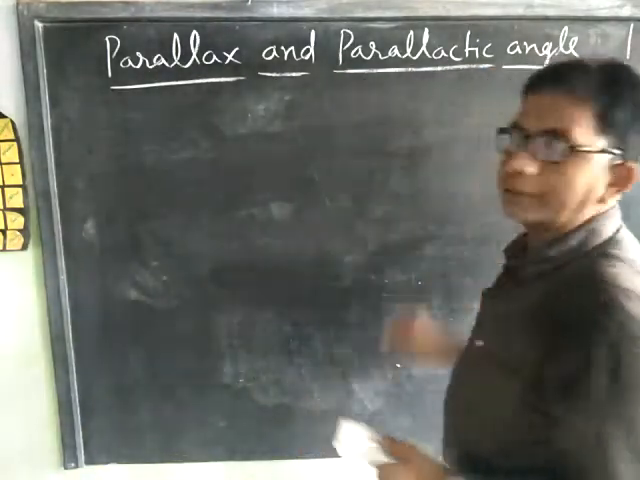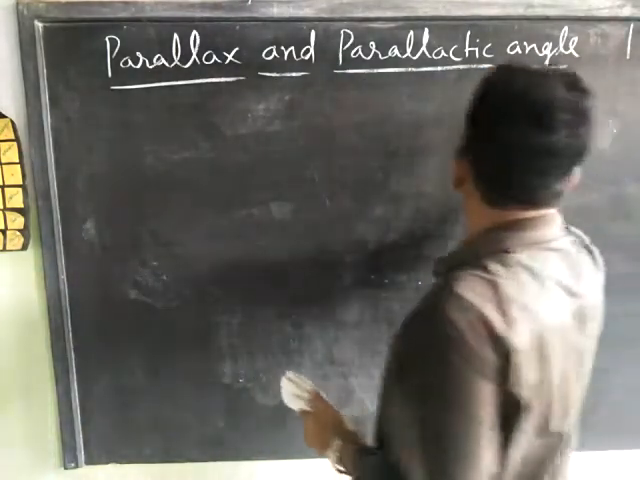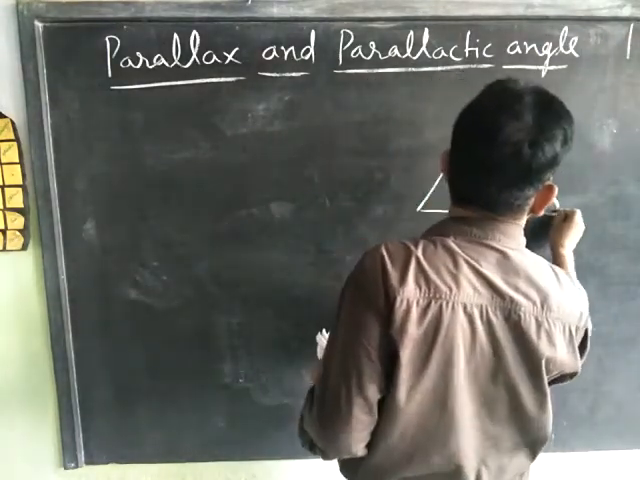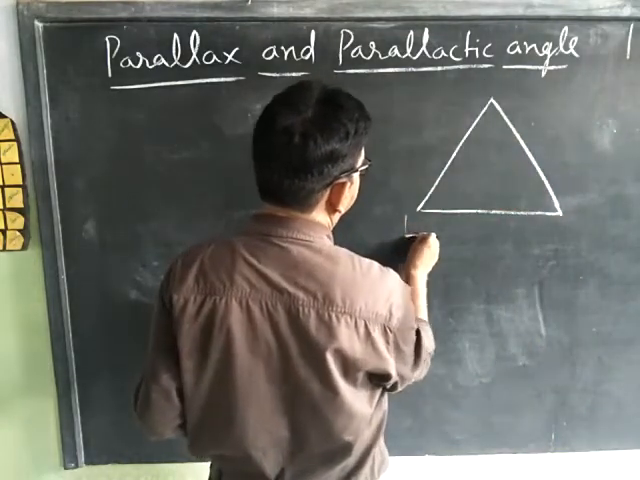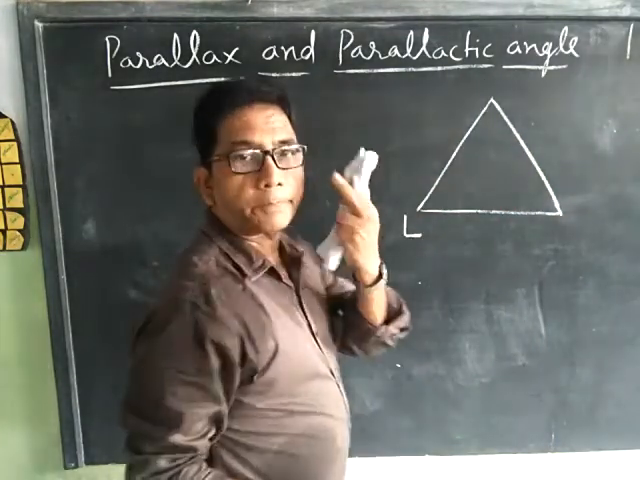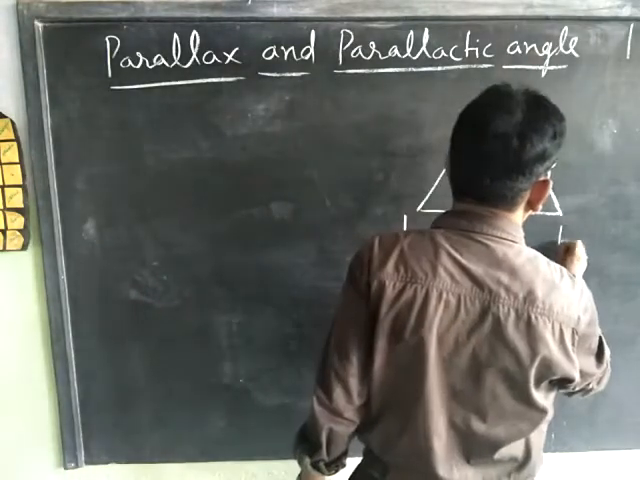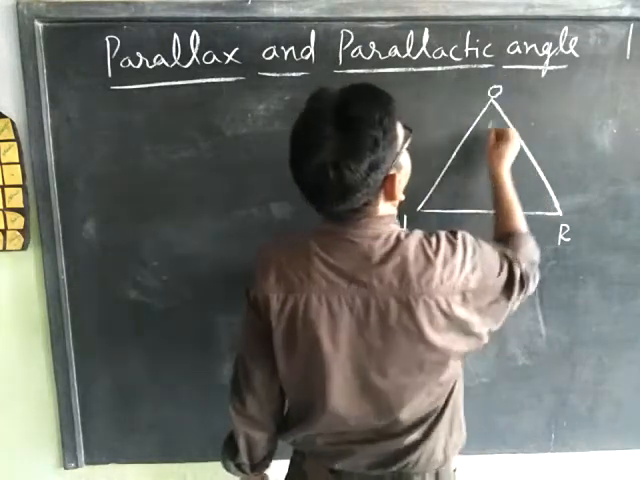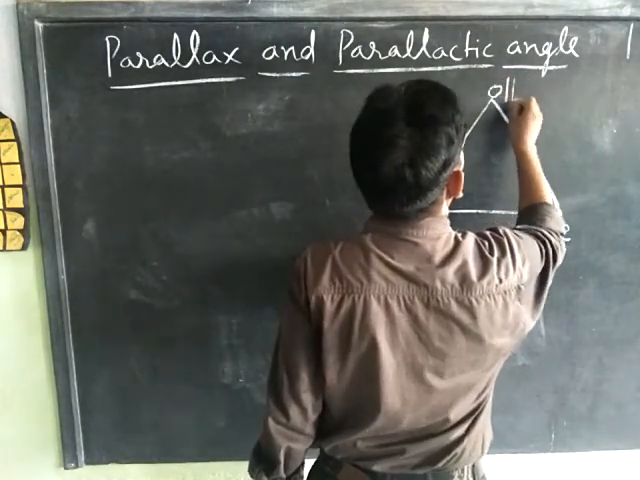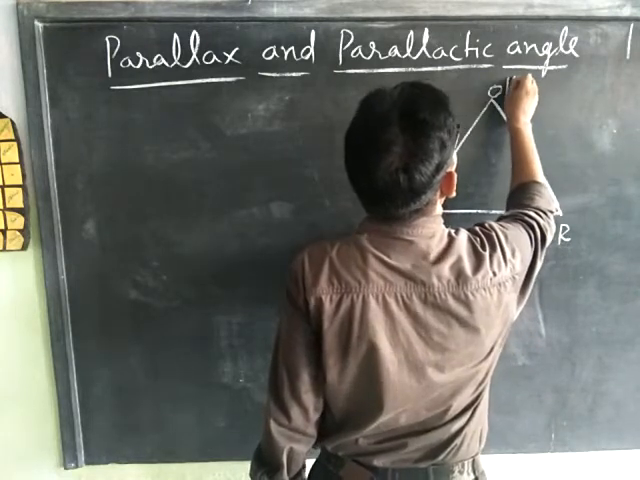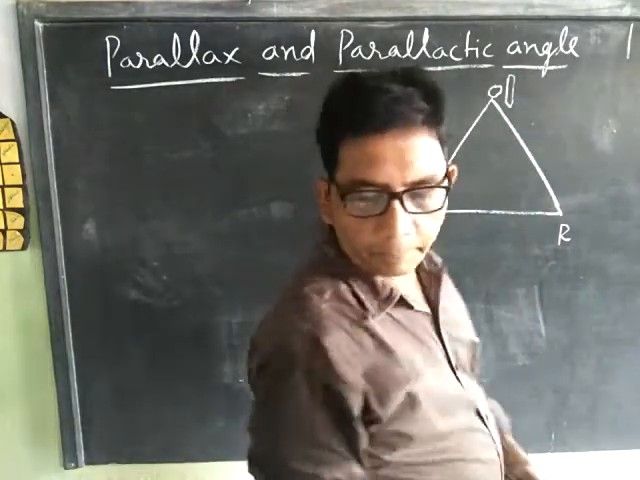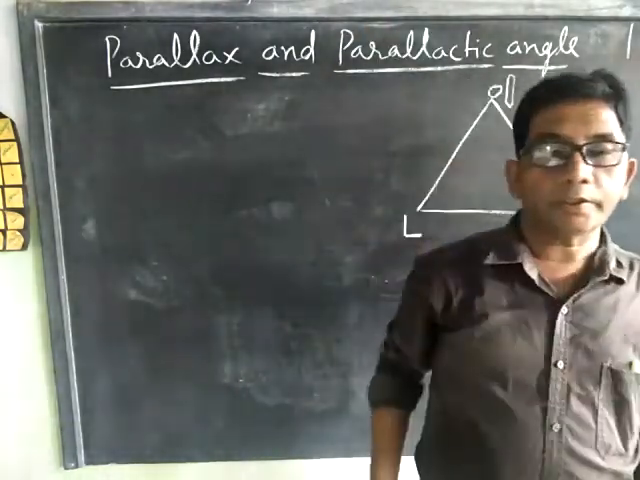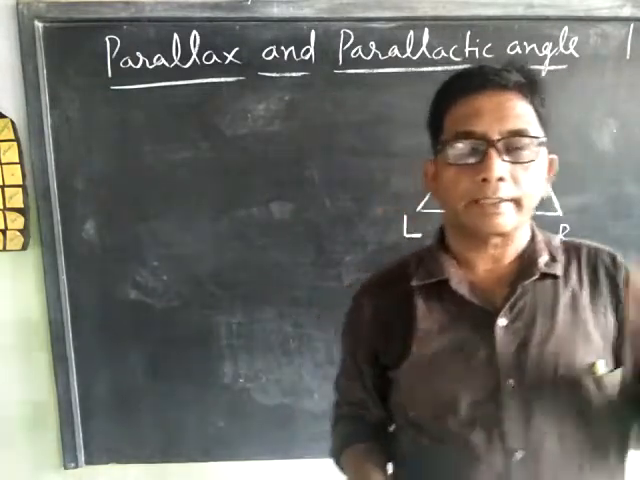First, we will draw the diagram. Suppose this is our left eye, this is our right eye, and suppose this is the position of the pen. First we will tell you what is parallax.